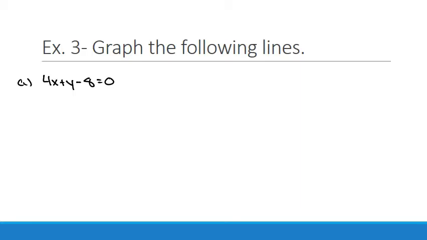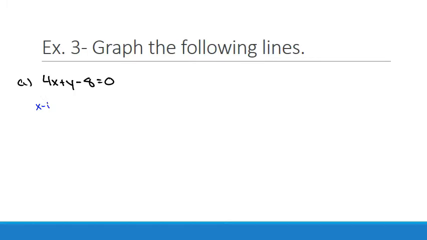Example 3, graph the following lines. Okay, so we know a bunch of ways to graph. We can use a table of values, we can use intercepts. If we have slope point, then we'd use our slope point method, and if we had slope intercept, we'd use the intercept and the slope, which is really just slope point. So we have a bunch of different ways to do it. With general form, you could go table of values, but I suggest using the intercept method.